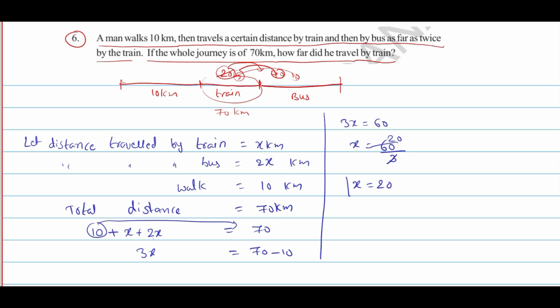That means, how far did he travel by train? He traveled by train 20 kilometers. How far did he travel by bus? That is twice of this, that is 40 kilometers.